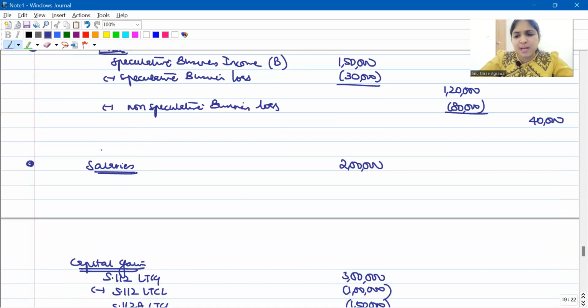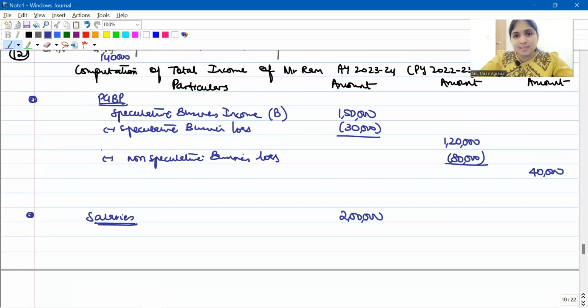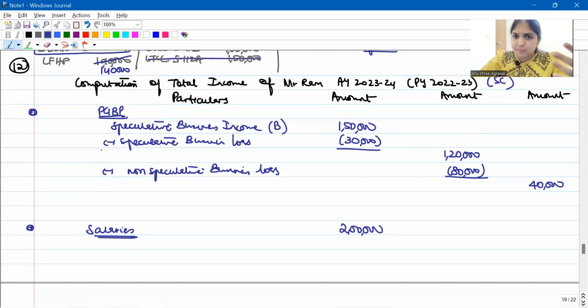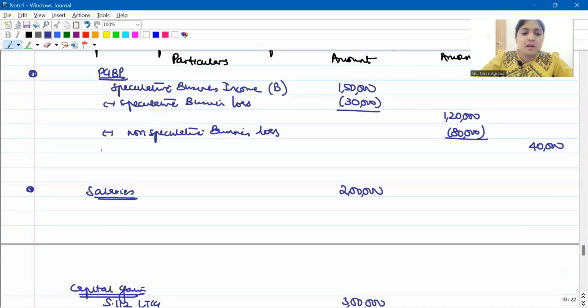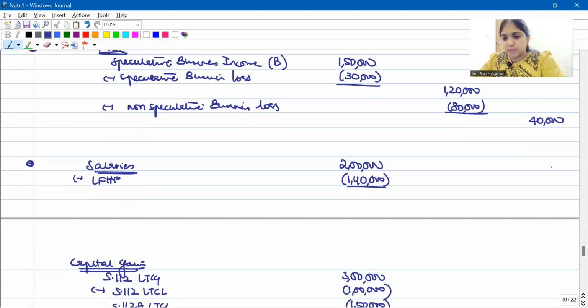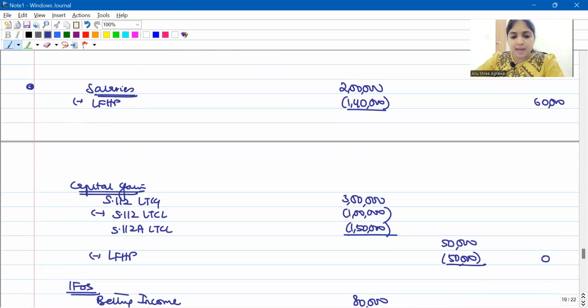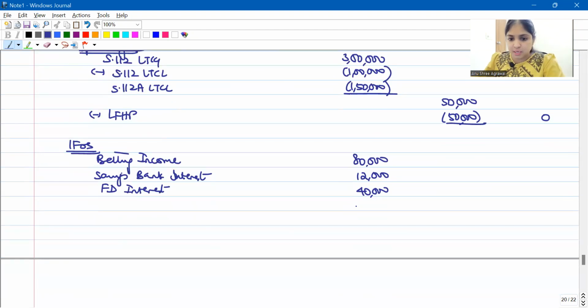1,40,000, I have PGBP, I have salaries, I have IFOS. Here I'm going to be indifferent because all 3 are normal rate incomes. So let us say I adjust against salaries the balance loss from house property, which is 1,40,000. So how much am I left with? I am left with 60,000 here. So 40,000 PGBP, 60,000 of salaries, capital gains 0.